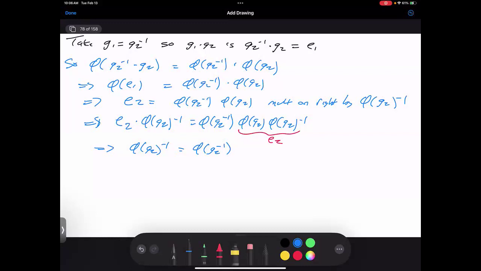So what we've seen is that when we apply phi to the inverse of an element, it's the same as the inverse of phi applied to the element. So there's really nice relationships between all of the stuff. Okay. So let's just do at least one example.